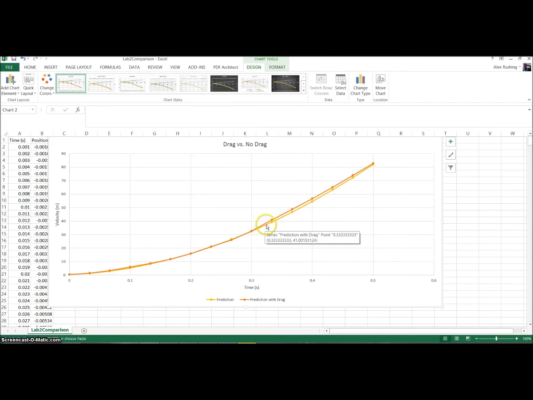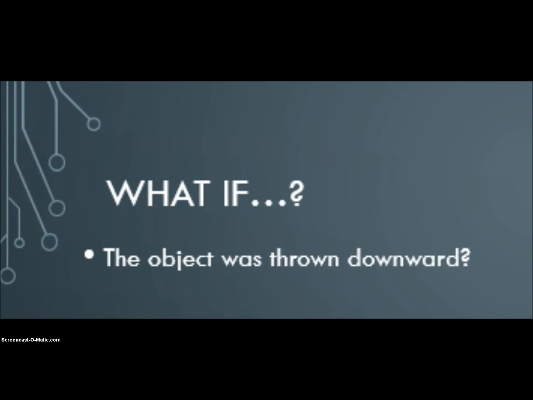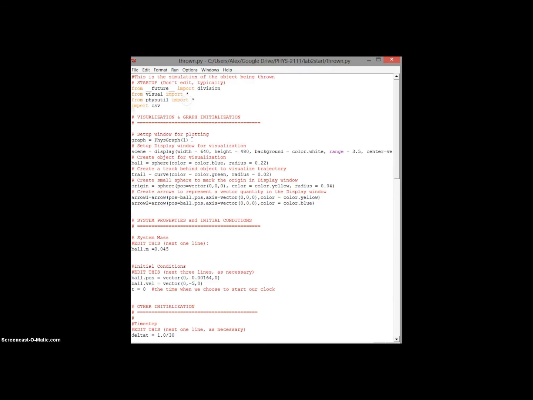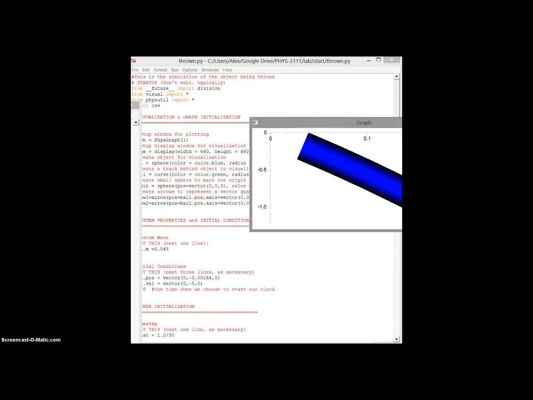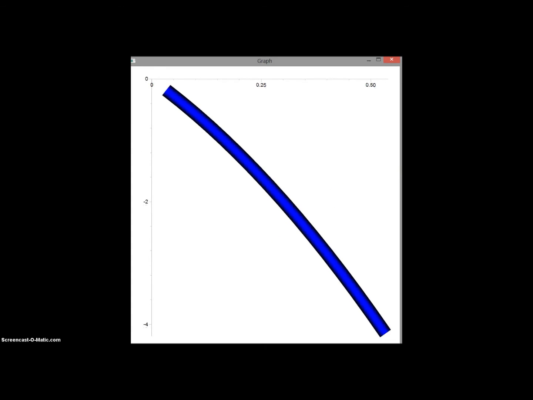As we see here, the prediction with drag, the orange line, becomes more straight as the time progresses, suggesting it becomes a constant velocity, whereas the yellow line, the prediction without drag, stays curved and appears to continue in an upward fashion. What if our object was thrown downward instead of starting from rest? We can see from a computational model that even though the object is thrown starting at a greater velocity, the terminal velocity would stay the same because it is independent from the initial velocity.